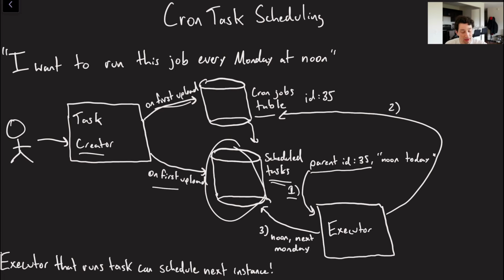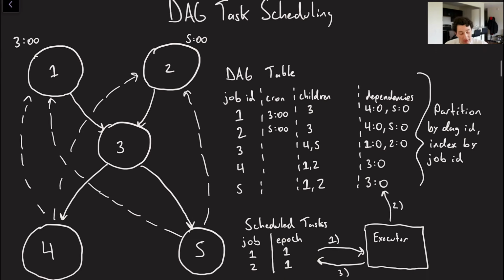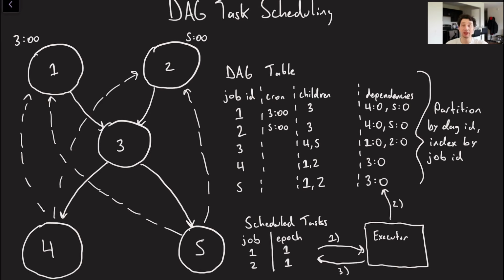It's going to see that we're running this thing at noon today. And so step 2 is that it's going to go over to the cron jobs table. And then after it's run the job, it's going to say, okay, this current iteration of the job has been successfully completed. Now go back and put the next iteration of that cron job in our scheduled task table. So that would be noon for next Monday as opposed to this Monday. So yeah, basically the idea here is that the executor is going to schedule the next cron instance. Shouldn't be too hard.